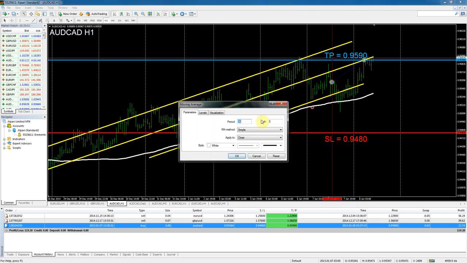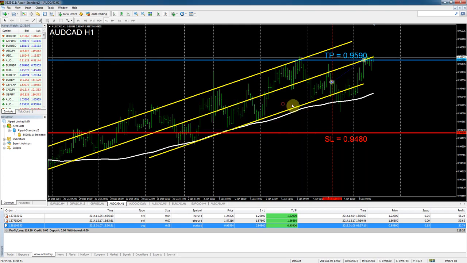And this is a 96 simple moving average. There are 24 hours in a day, and if you multiply 24 by 4, you'll get 96. So this moving average represents the average over 4 days, the average on the hourly time frame over 4 days. And as you can see, in this particular case, the moving average works really well.